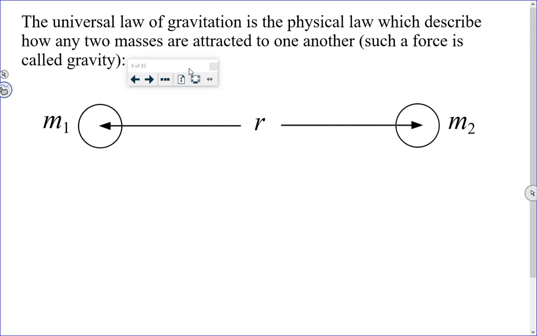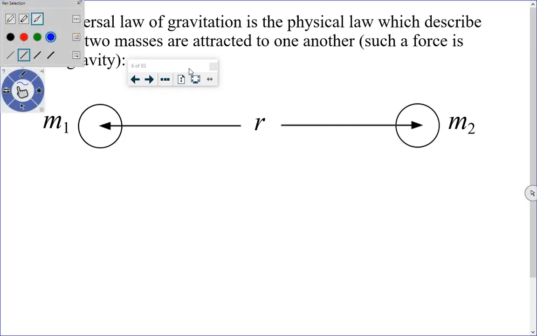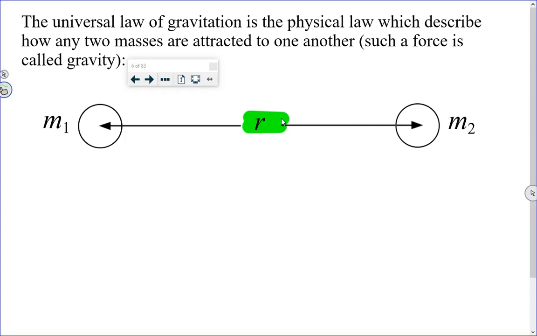I want you to notice that the distance that we use, the symbol that we use here in the universal gravitational law, is r. We use r for distance. And I also want you to notice that it's a distance from the center of one object to the center of the other object.